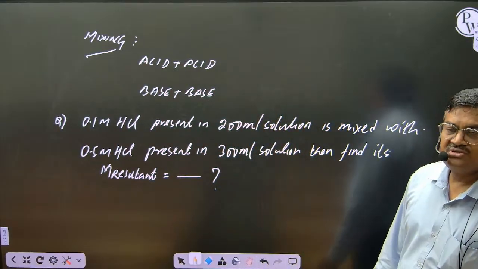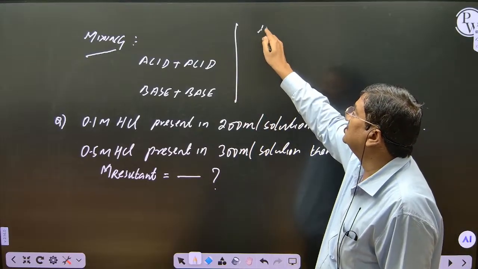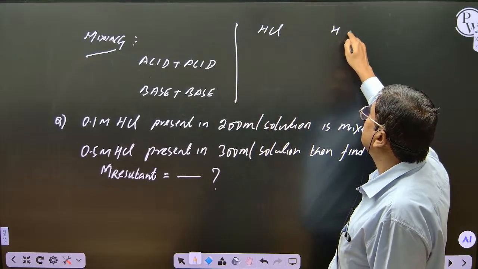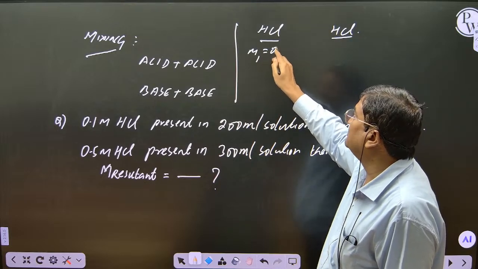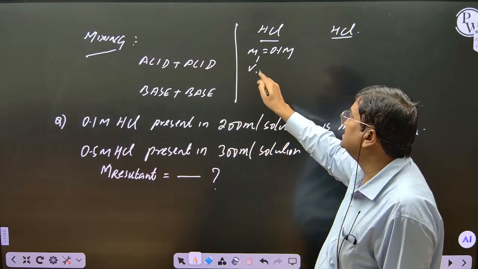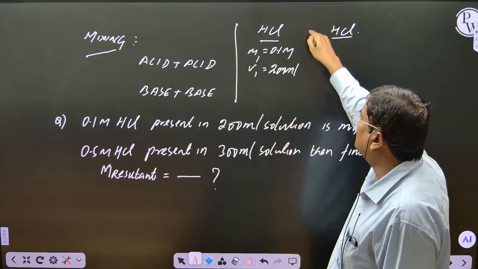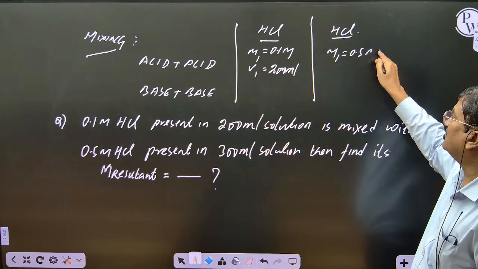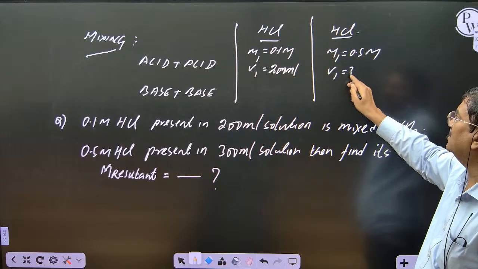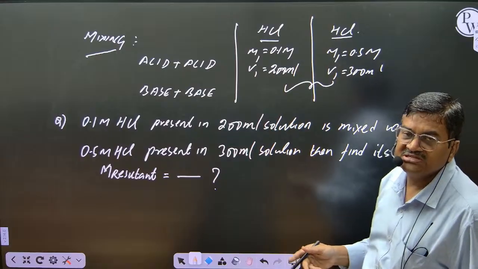The question you understood, two acids he took. What are the two acids, students? One is HCl and another also HCl. What is the initial molarity of the first HCl? 0.1 molar. Of how many ml? 200 ml. Second acid of how much concentration? 0.5 molar. Of how much volume? 300 ml. So both these acids, he is mixing.